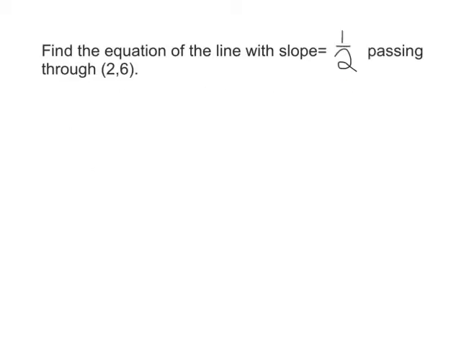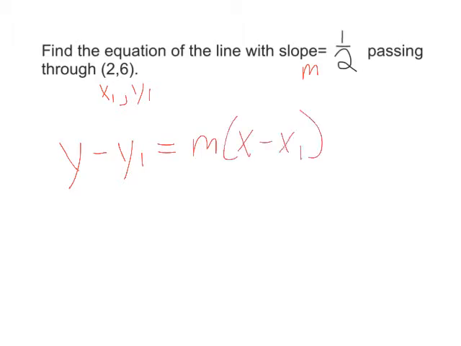This time we're going to find the equation of the line with slope 1/2, passing through the point (2, 6). So we've got an m with slope, and then we've got an x1, y1 with our point. We can't use slope-intercept form because I don't have the y-intercept. I know a point, but I don't know the y-intercept. So what I can use though is point-slope form. y minus y sub 1 is equal to m times x minus x sub 1. I have everything I need here.